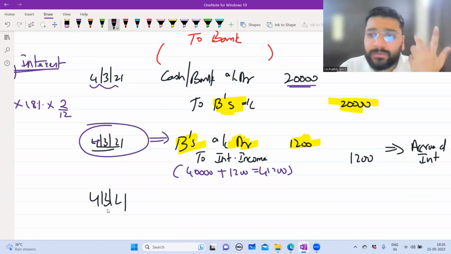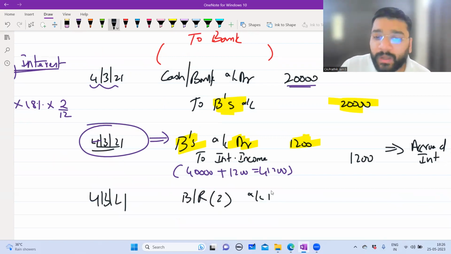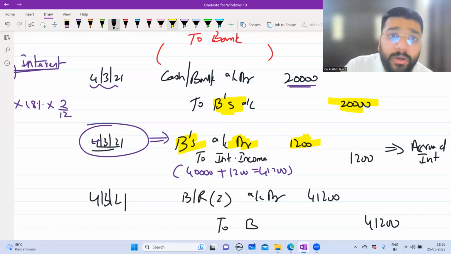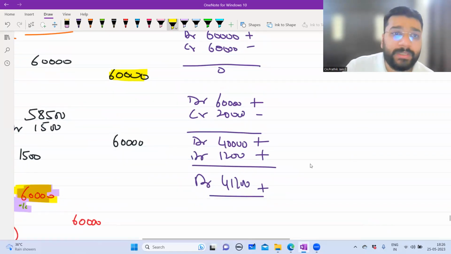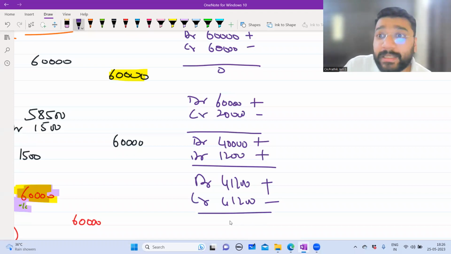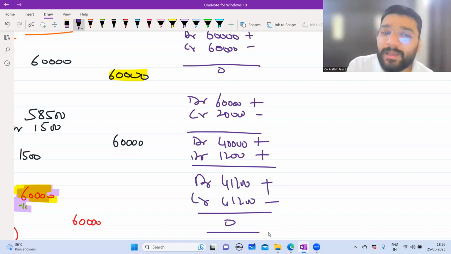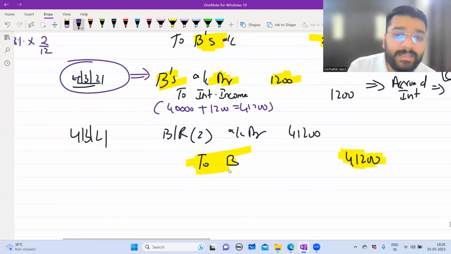What is the entry for acceptance of bill? Bills receivable number 2 account debit to B, 41,200. Guys, so here B you are crediting. So if I come to B's ledger, you're crediting 41,200. This is plus, this is minus. So what is the balance in B's ledger? 0. Correct? When the second bill of exchange is executed, B's balance will become 0. So now this 41,200 balance will go and sit in the bills receivable 2 ledger.